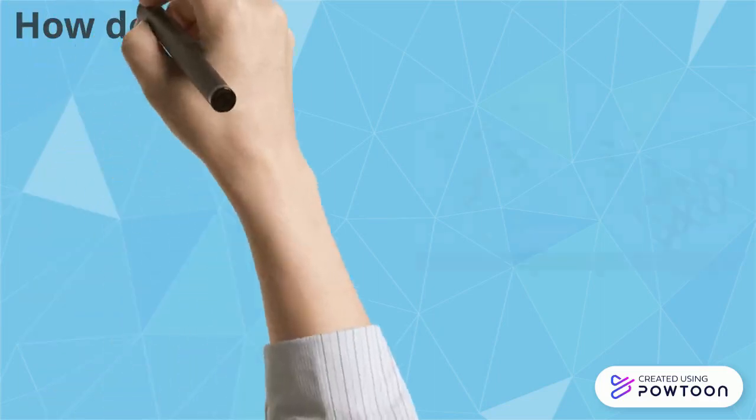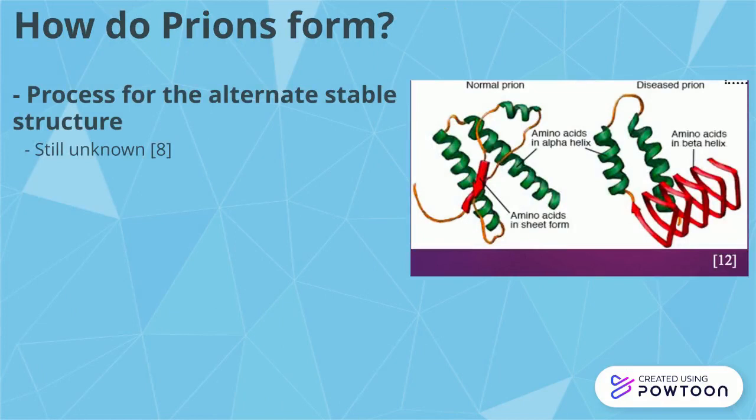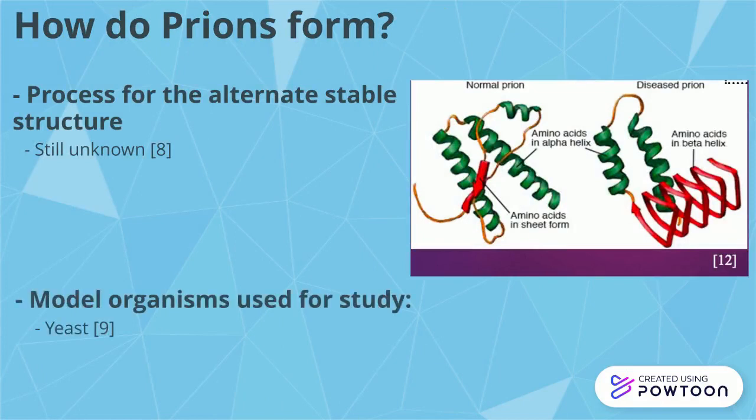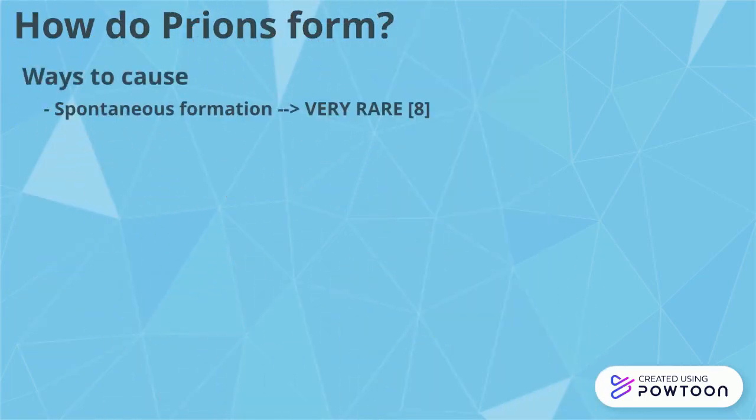Prions, as mentioned earlier, are misfolded proteins. However, the process in which it is capable of finding an alternative stable protein structure still requires greater research, as it is still not very well known. However, many model organisms such as yeast have been used to study the formation of prions. Prion formation occurring spontaneously is extremely rare. However, there are many ways to increase the likelihood of prion formation.